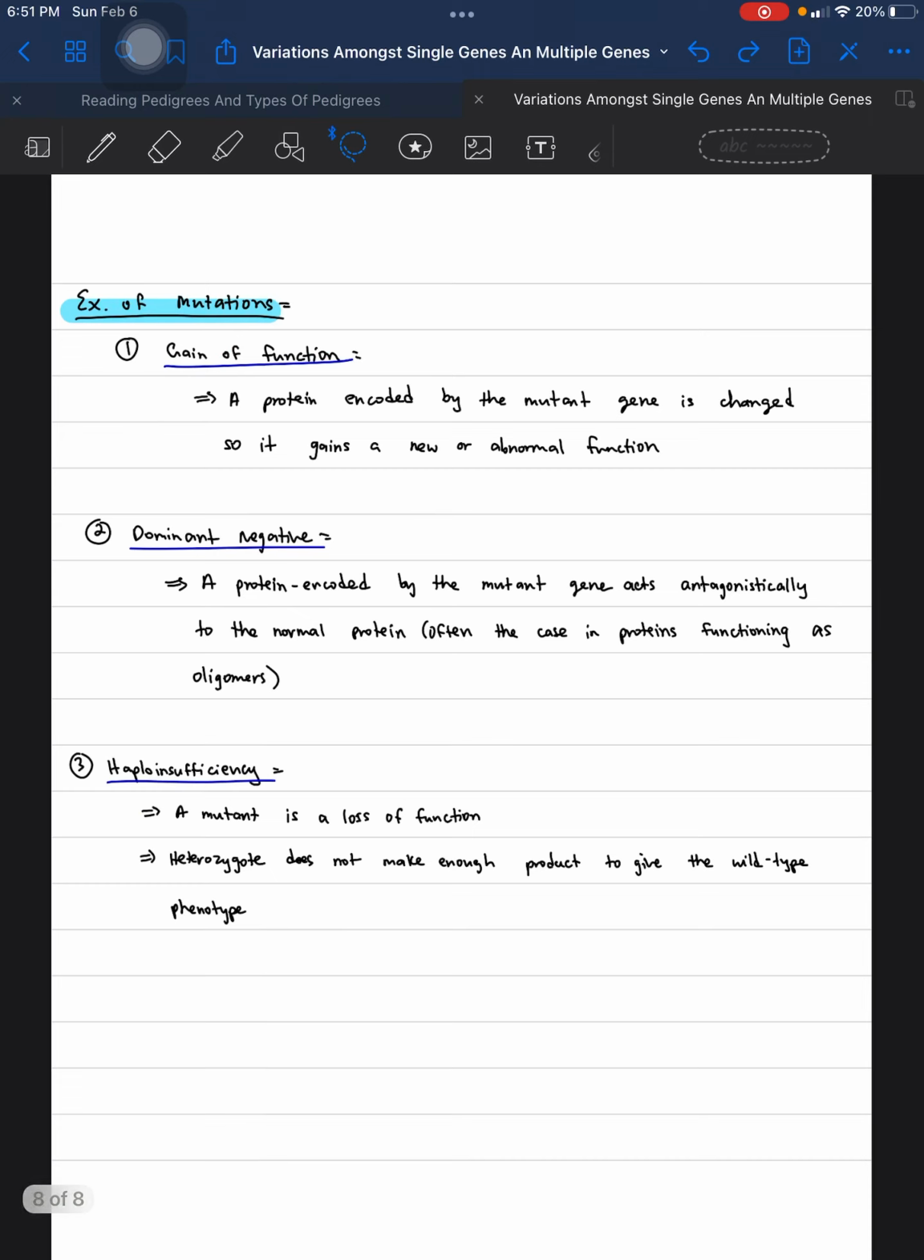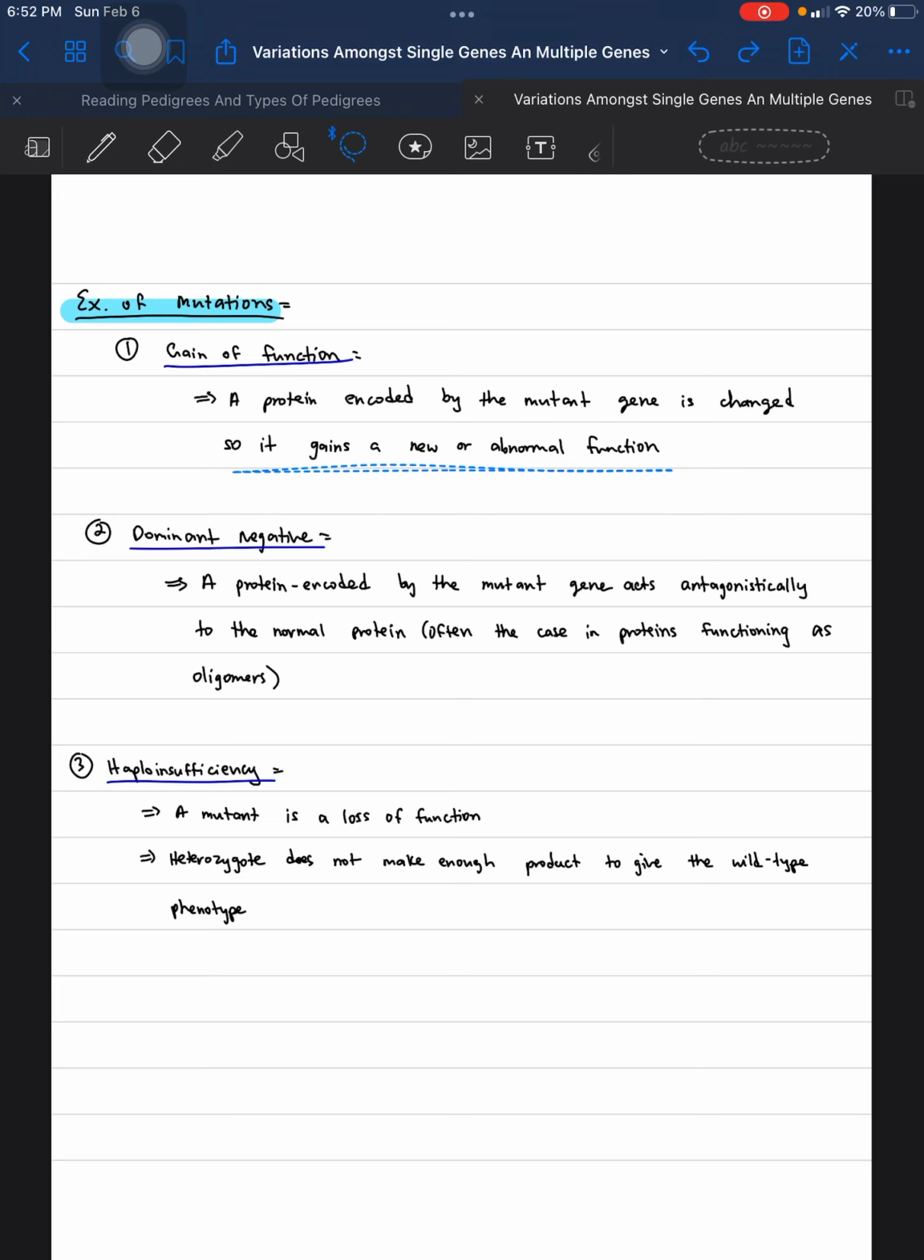Examples of these are, for gain of function, a protein encoded by the mutant gene is changed so it gains a new or abnormal function. So it's gaining more gene product. Thus, it's adding on function, right? It's giving that certain protein or gene enhanced function.